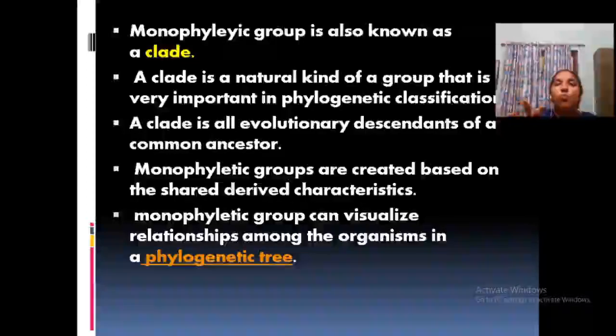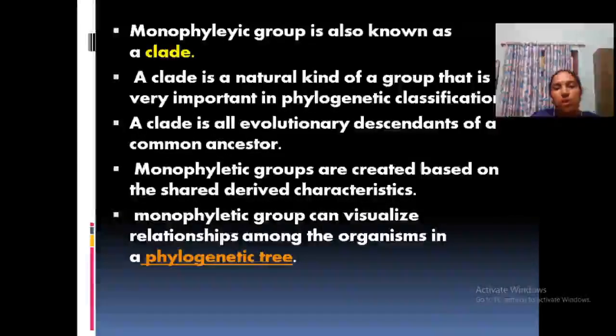Now, a monophyletic group usually forms a clade. What is a clade? A clade is an evolutionary descendant of a common ancestor. For example, from a common ancestor come moss plants, ferns, gymnosperms, angiosperms. These are all descendants, moss, ferns, gymnosperms, angiosperms, and they are called a clade. They are the descendants of a common ancestor. Monophyletic groups are created based on shared derived characteristics. Shared derived characteristics are accumulated, forming clades.